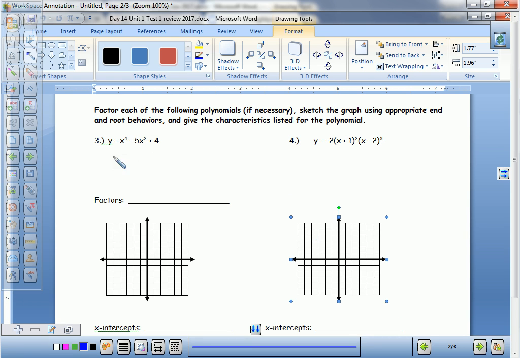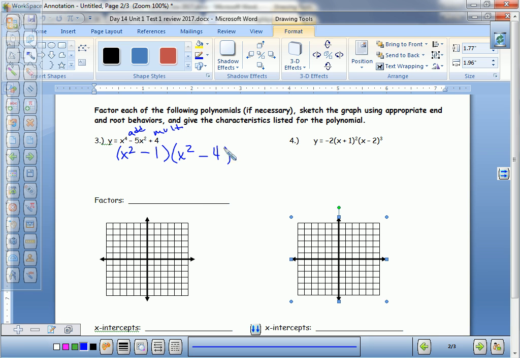So, this is an x to the fourth. And to get an x to the fourth, when we start factoring it, it has to be x squared times x squared. Then you ask yourself, what can you multiply to get positive 4 that you can add to get negative 5? We know they both have to be negative because we're multiplying to get a positive, but adding to get a negative. And what are those two numbers? Negative 1 and negative 4.